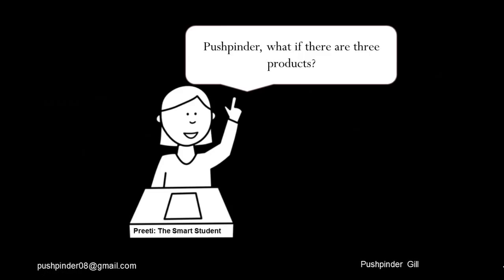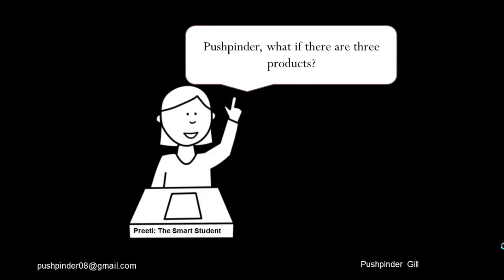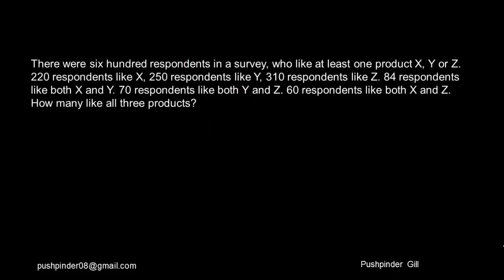All right, now she's asking me one more question, what if there were 3 products? Very good question. So what if instead of only X and Y in this question, there was a 3rd product? Would that change? Yes, it would change drastically. Now let's see how that happens. Okay, now this is a typical question. There were 600 respondents who like at least one of the products, X, Y or Z.